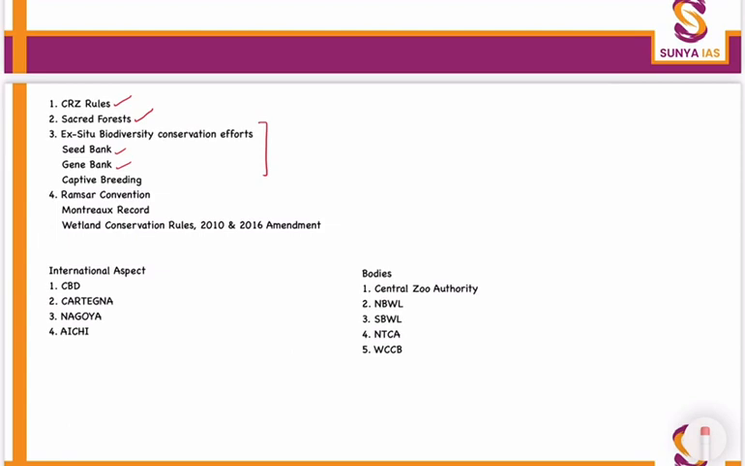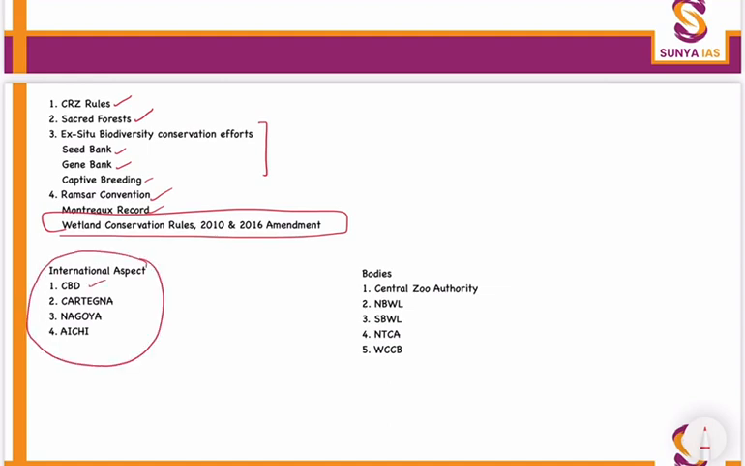Then with respect to wetlands, you have to do the Ramsar Convention. In that, you have to especially do the Montreux Record, and then Wetland Conservation Rules 2010 and their amendment in 2016. With respect to the international aspect, you have to cover the CBD, all its initiatives, like Cartagena, Nagoya Protocol, then the Aichi Biodiversity Targets, these you have to do.